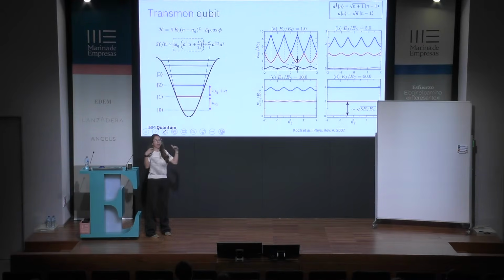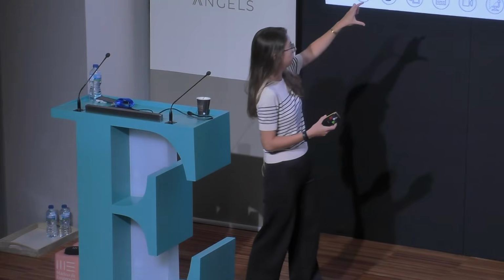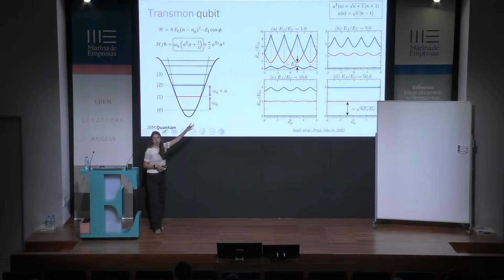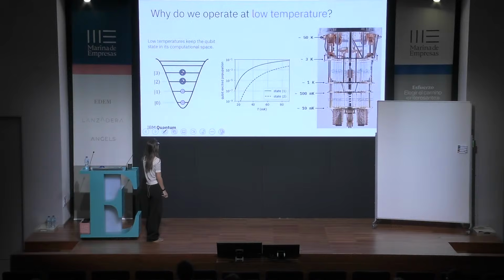You don't want to keep going higher and higher, because if you want to keep your resonance frequency in a reasonable range, going to higher EJ over EC ratios means that you have to reduce your EC. And EC happens to be what mostly determines alpha. So if you have a very tiny EC, you will have a very tiny alpha, so very tiny anharmonicity, and you also don't want that. So there is this balance, and people would typically converge to something between 50 and 100. So this is how we operate, or how we define these qubits.